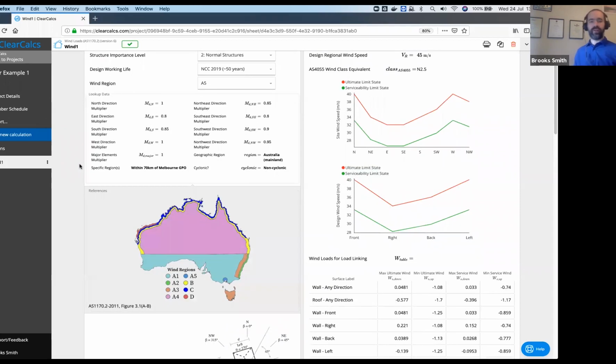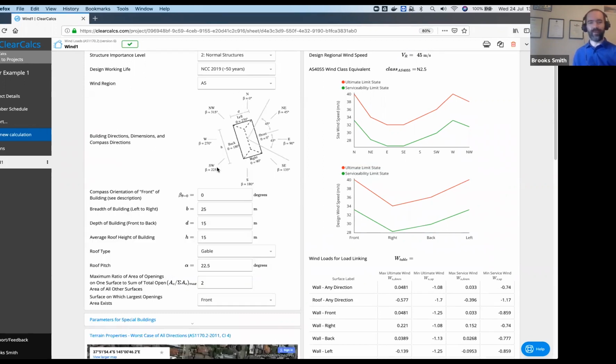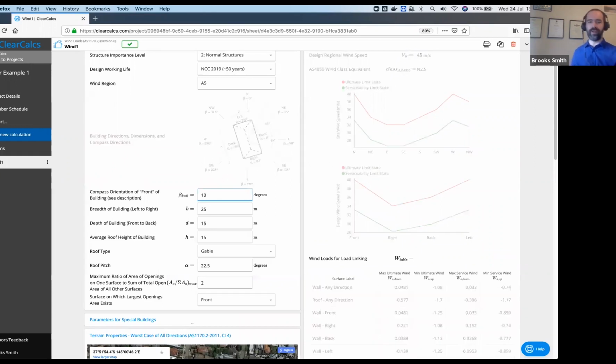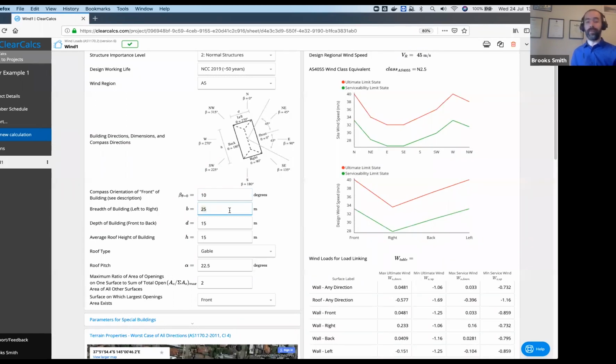But first, you're going to want to select your wind region. This is a Melbourne area structure, and our default value is actually for the Melbourne area. You can see in our map here, if you expand wind region, that Melbourne is highlighted with its own wind region, A5. So you select A5 for wind region. The building orientation was 10 degrees. Building width, or excuse me, building breadth of 14 meters.